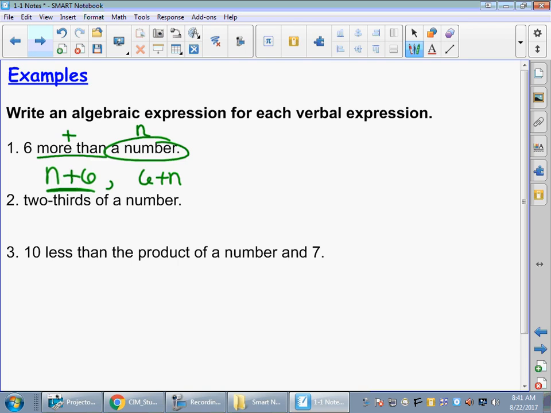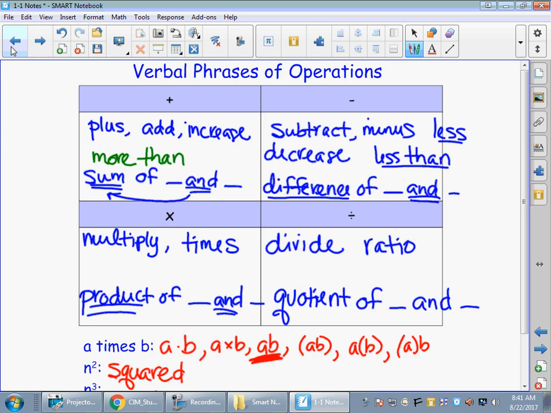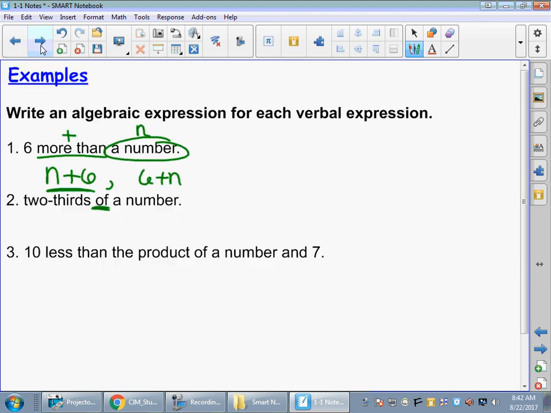2/3 of a number. Here's a keyword, of. So let's go back and put that in our multiply. Of and by are keywords that sometimes, when they give dimensions, 2 by 4, it's going to imply dimensions, multiplication, and then of implies multiplication as well. So 2/3 of a number, here's our variable, so 2/3 of our number. You can put the 2/3 out in front of the variable, or sometimes people prefer to actually multiply the numerators and put it over 3. So either one is fine.